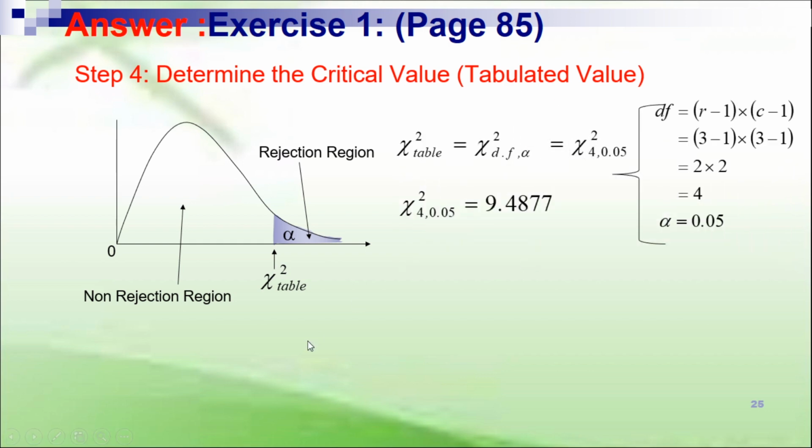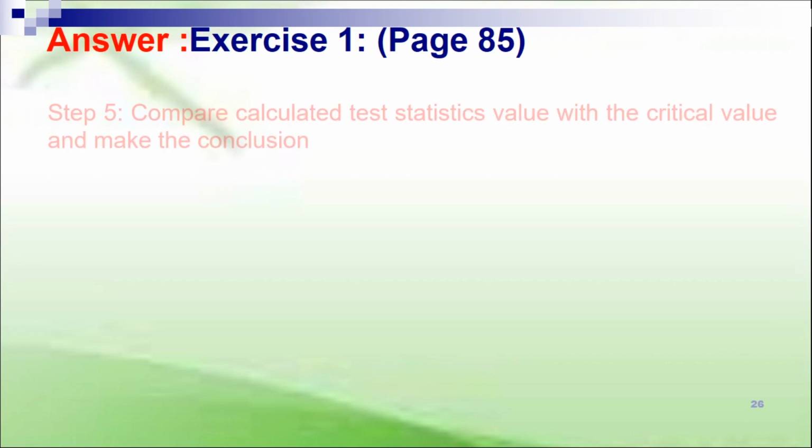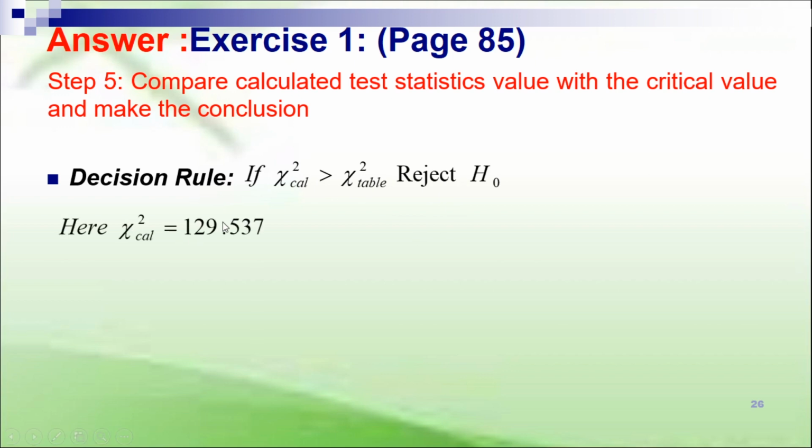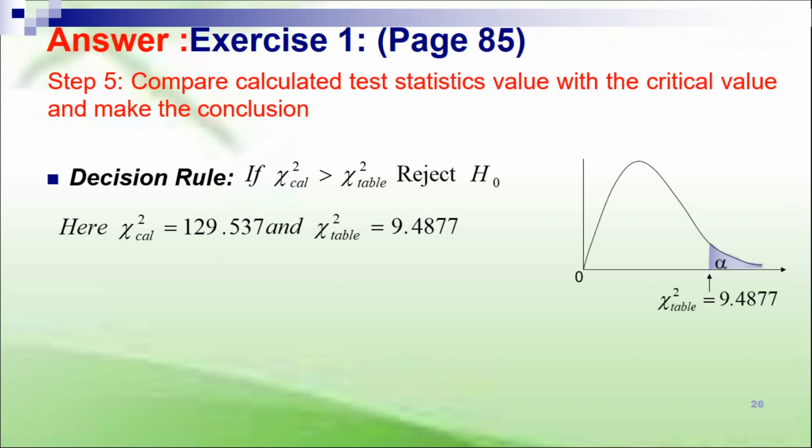Then compare to make a decision. Now compare the chi-square calculated value with this table value. Decision rule: if chi-square cal is greater than chi-square table, reject H0. Chi-square cal is a very large number, 129.537, and the table value is 9.487. This is the critical value. Therefore, we can clearly see chi-square cal is larger than the table value. That means this belongs to the rejection region.